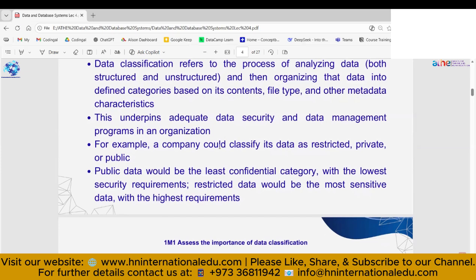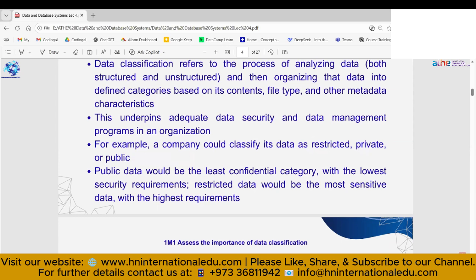So for example, a company could classify its data as restricted, private, or public. These are the data classification levels which we will see later. In a company there is a lot of data and not all of it is to be seen by everyone, right? I do not want my employees to see some specific part of the data, so I could restrict it and make that data private, and the rest public.